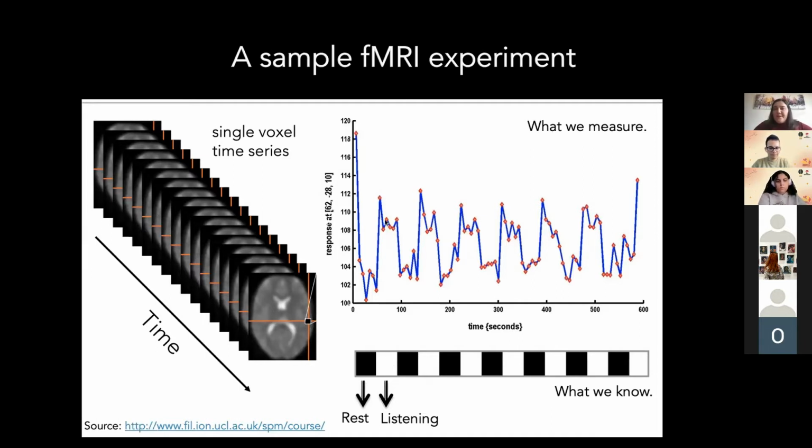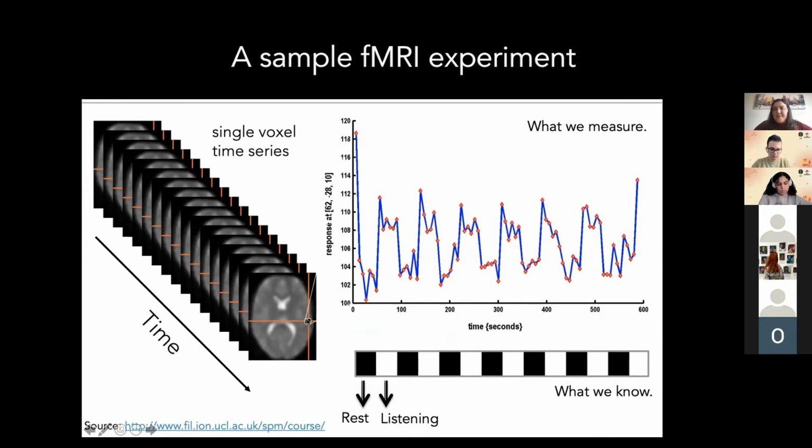Okay. And then if you compare what is happening in a certain voxel that we selected, let's say from auditory cortex, you see that the voxel is active when there is listening, and then it's not really very active when there is rest.